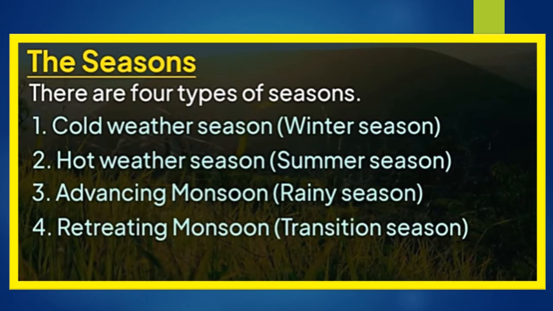Now, having learned the onset and withdrawal of the monsoons, we will learn the seasons of our country. There are 4 types of seasons: cold weather season, hot weather season, advancing monsoon, which is the rainy season, and the retreating monsoon, which is the transition season.